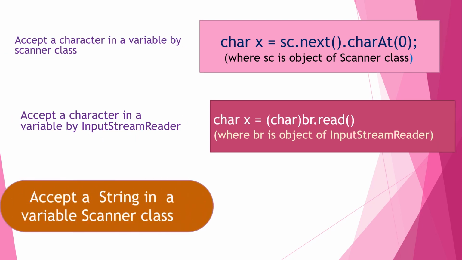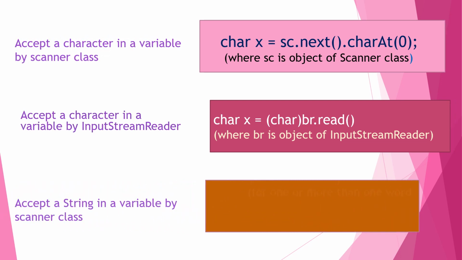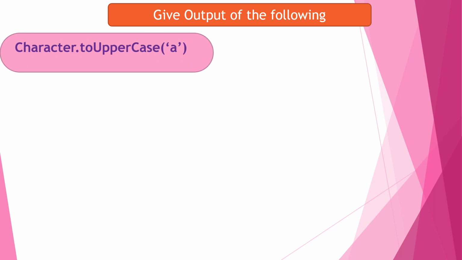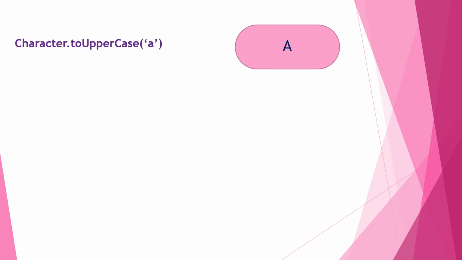Now accept the string in scanner class. It is sc.next for accepting one word and sc.nextLine for accepting one or more than one word. And if it is input stream, the command is br.readLine, just like sc.nextLine, where br is the object of input stream reader. Character.toUpperCase('a'): the small a will be converted to capital A and the result is capital A.